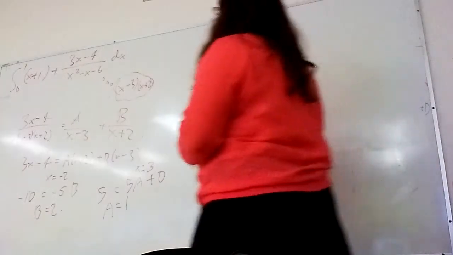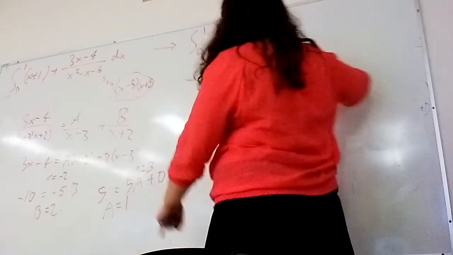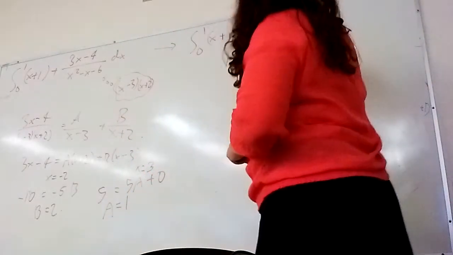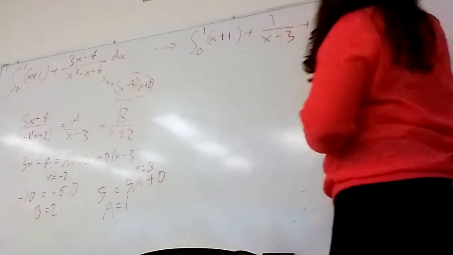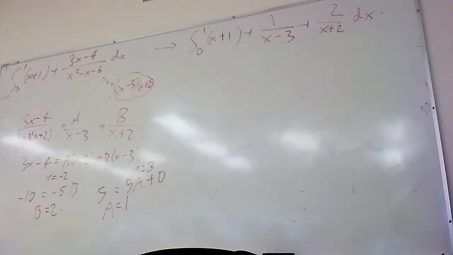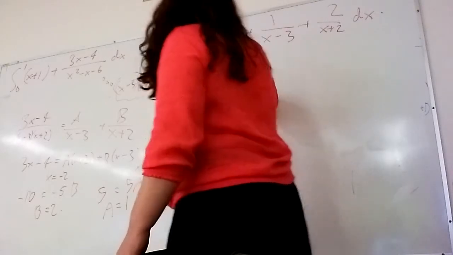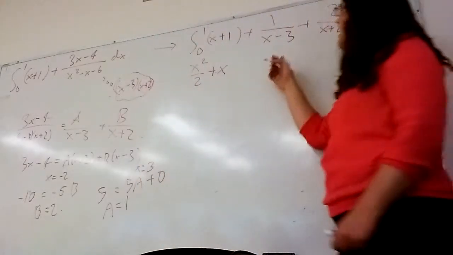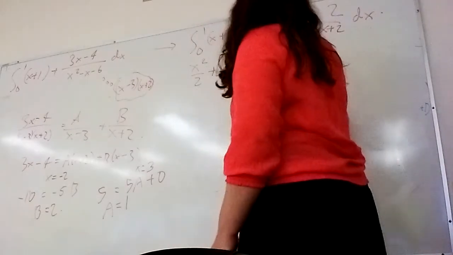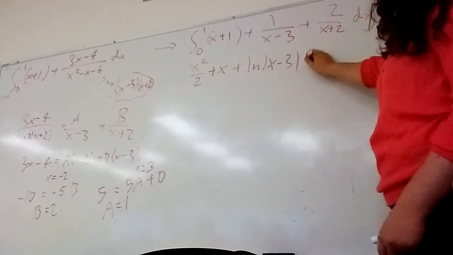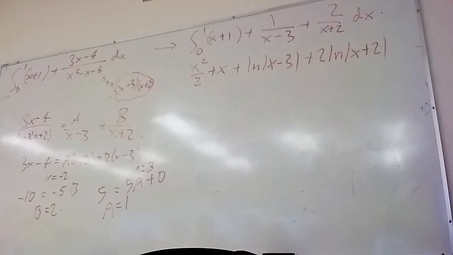So to finish off this example, we have the integral from 0 to 1, x plus 1 plus a is 1. So we have 1 over x minus 3, and b is 2. 2 over x plus 2. And then we just need to integrate. Antiderivative of x, x squared over 2. Antiderivative of 1 is x. Antiderivative of 1 over x minus 3 is ln of absolute value of x minus 3. Antiderivative of 2 over x plus 2 is 2 ln absolute value of x plus 2.